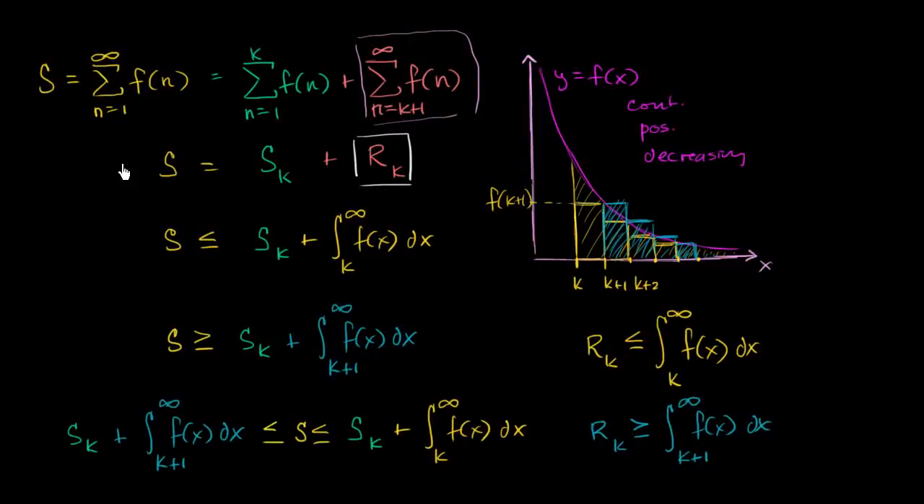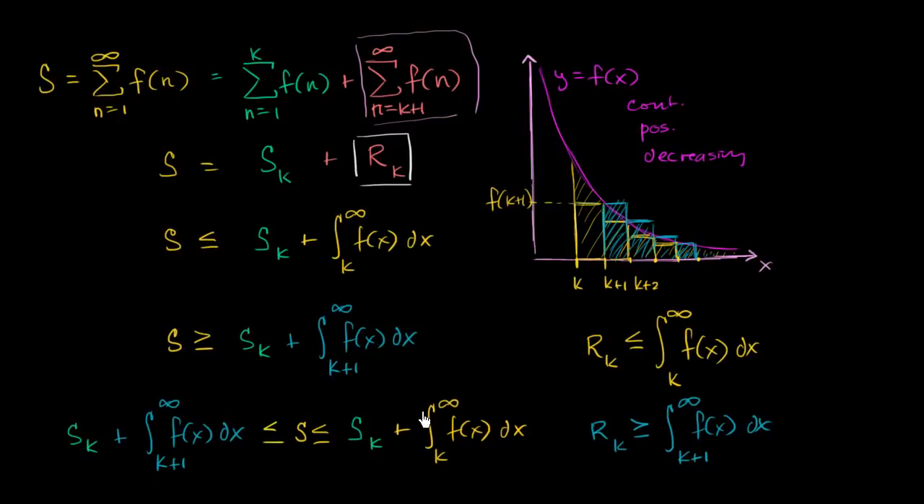In the last video, we saw that if we had an infinite series where each term is a function of n, and the function itself is a continuous positive decreasing function over the intervals that we care about, and we assume that this series converges, then we can estimate the value that it converges to using a finite number of terms and some integrals.